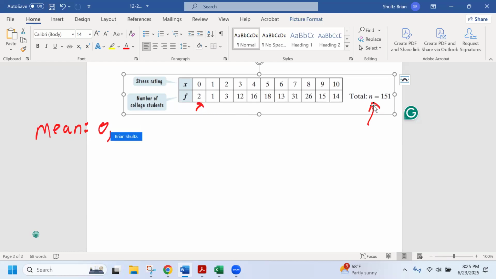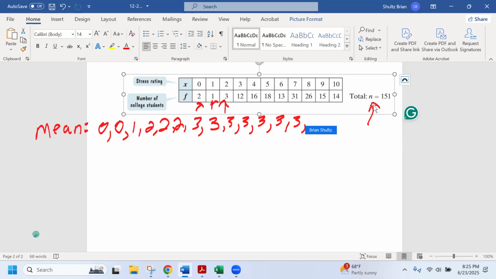That means that if I were going to write this out, I would have 0, 0. And then it says there is 1 that has a stress value of 1. And then there are 3 that have a stress value of 2, so I have to write down 3 2s. And then there's 12 that have a stress value of 3, and I'm going to stop after this. You can see why this causes people grief, because I don't want to write out all 151 of these numbers to find my mean.